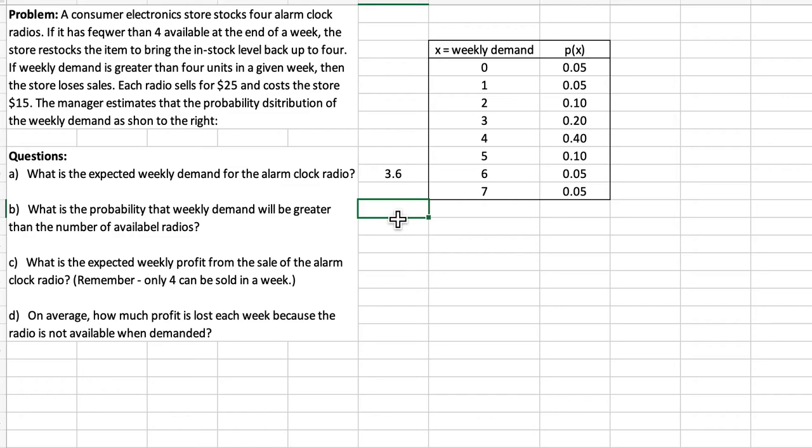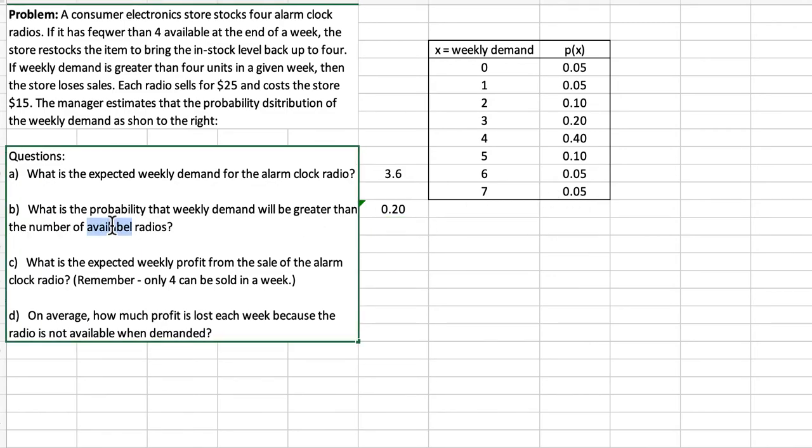Looking at part B, what is the probability that weekly demand will be greater than the number of available radios? I notice I spelled available incorrectly there. They only are ever going to have 4, so we're basically looking at those 3 probabilities right there. As you can see, that's 0.20. As an Excel function, you can use the SUM feature. I'm taking the sum of those 3, and that's my 0.20. So that one was not too terrible to find out.